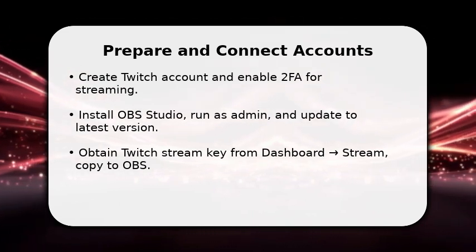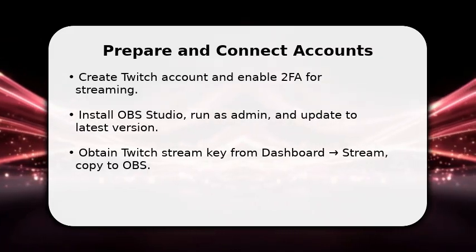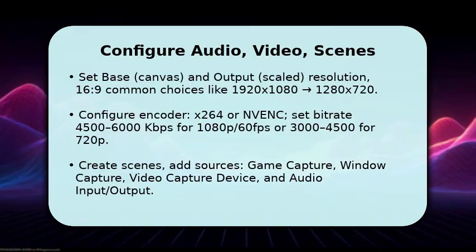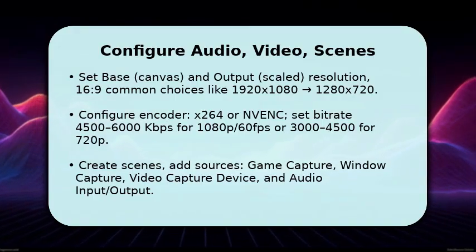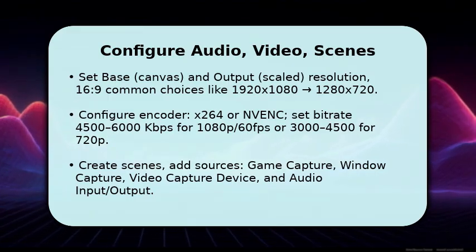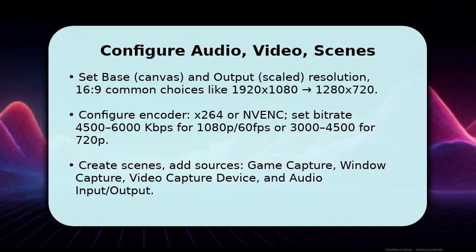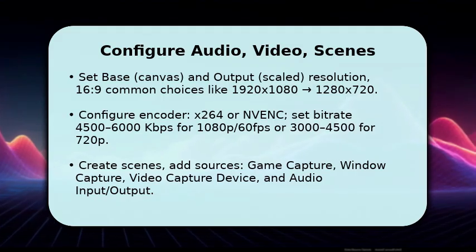Next, you configure what your viewers will see and hear. Set base and output resolutions. Choose a 1920x1080 canvas with 1280x720 scaled output if bandwidth is limited. Then pick an encoder. Use NVENC if you have an NVIDIA GPU to offload the CPU. Adjust bitrate to match resolution and internet upload.